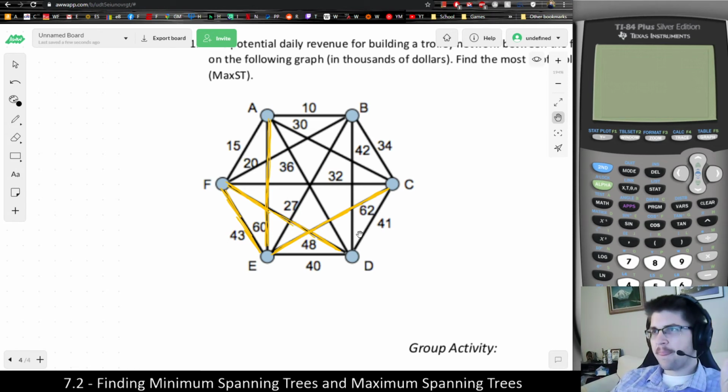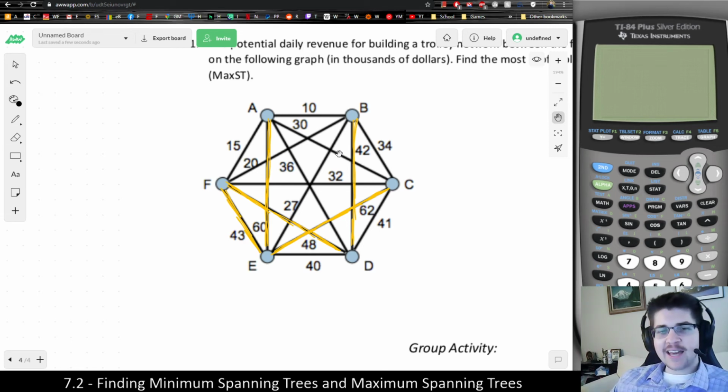We're still fine. Next cheapest would be 42, which I believe is the edge between BD. And actually, I didn't even need to skip anything here because none of those actually form circuits. Now, it's possible that there were circuits in this problem, but it just so happened that we didn't have to skip anything, and we found our max spanning tree as such.